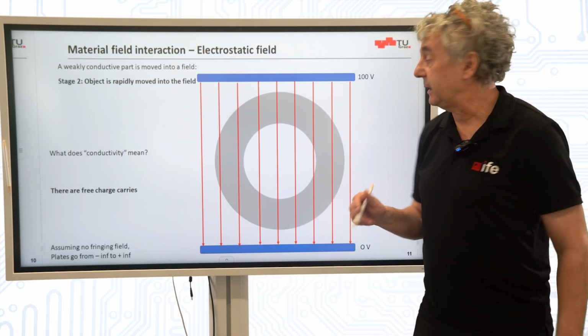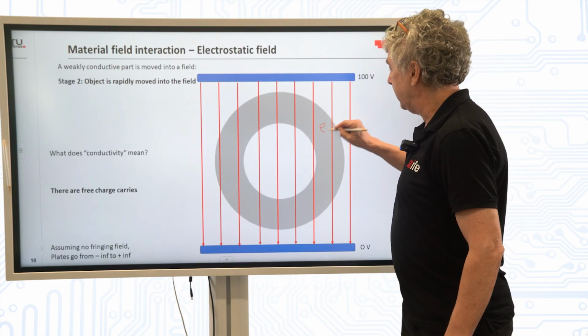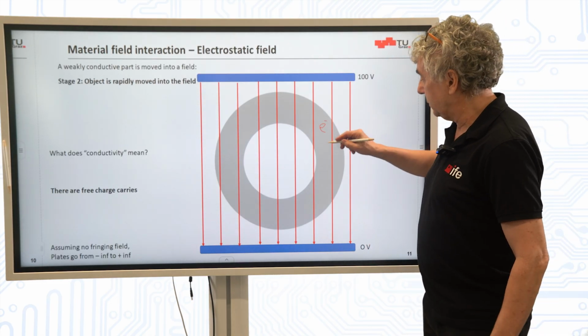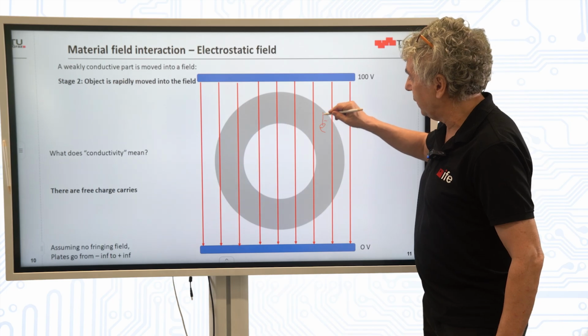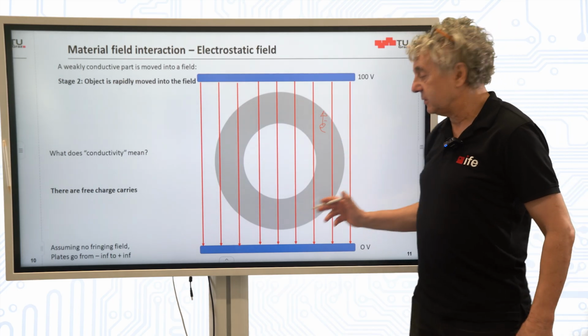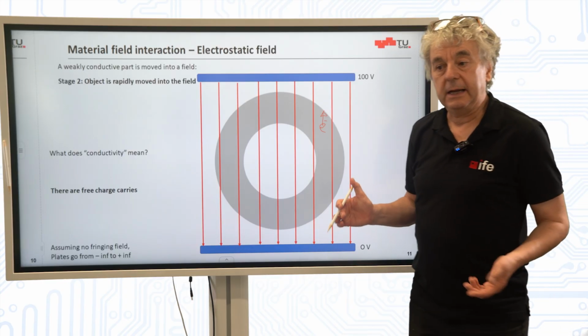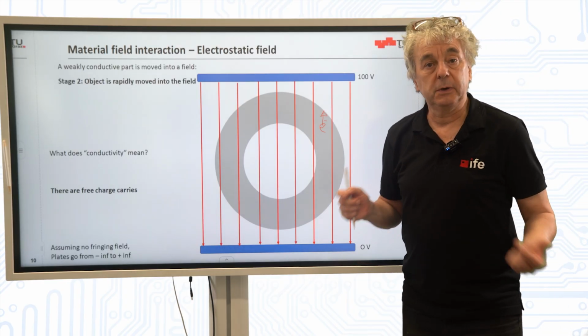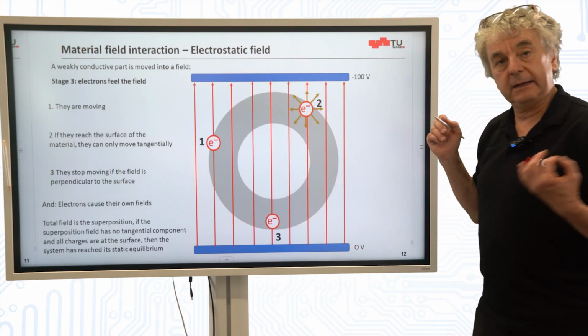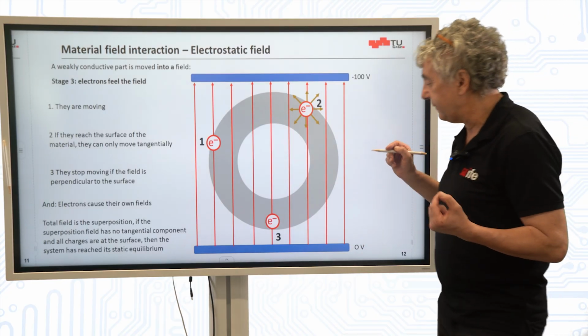So think about the following situation. We would have an electron here, and there's a field line like here. So what would happen? The electron would feel a force in this direction. Now imagine a couple of electrons which all can move, and let us see what these electrons will do. So now we have our plates and the electrons, and an electron will move until something happens.